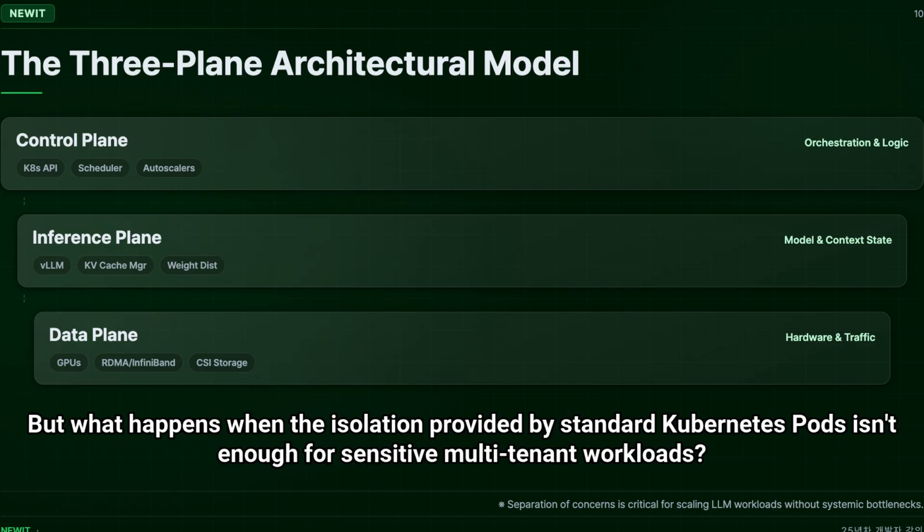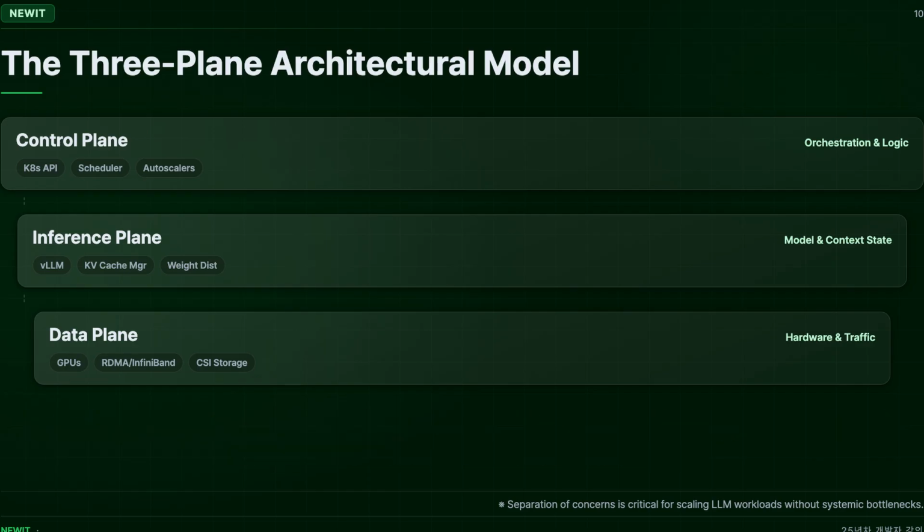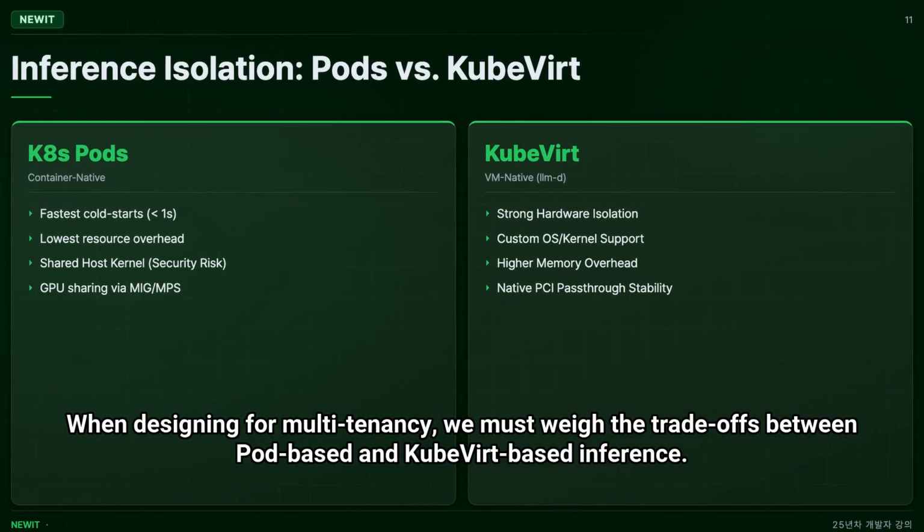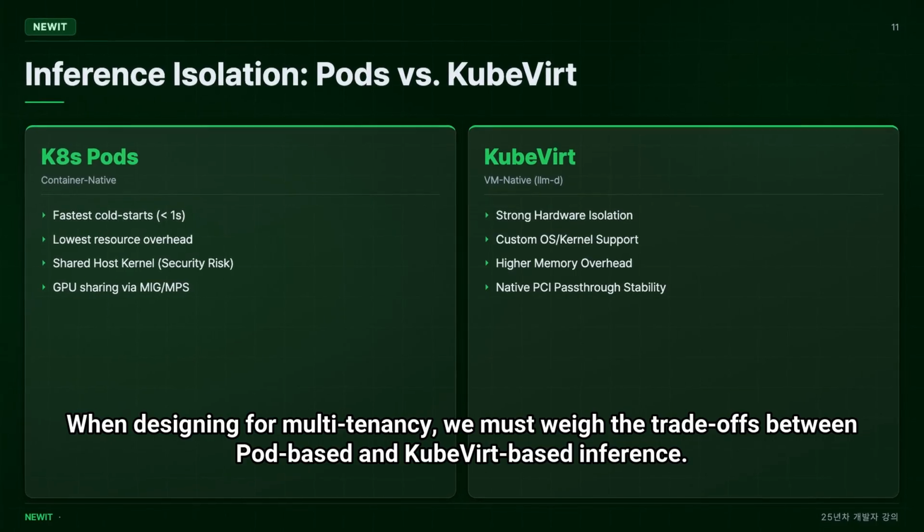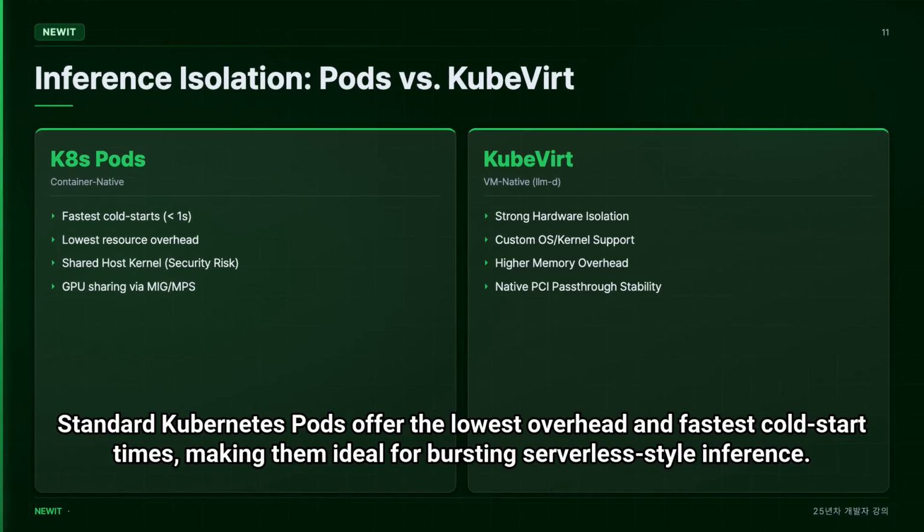What happens when the isolation provided by standard Kubernetes pods isn't enough for sensitive multi-tenant workloads? When designing for multi-tenancy, we must weigh the trade-offs between pod-based and KubeVirt-based inference. Standard Kubernetes pods offer the lowest overhead and fastest cold start times, making them ideal for bursting serverless-style inference.